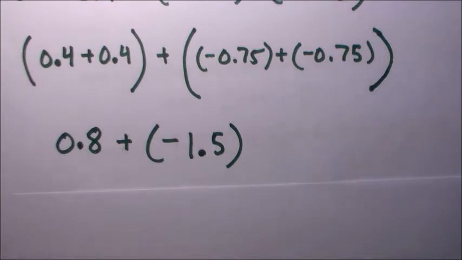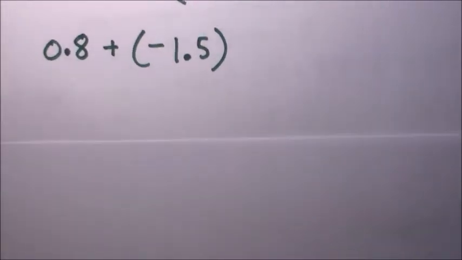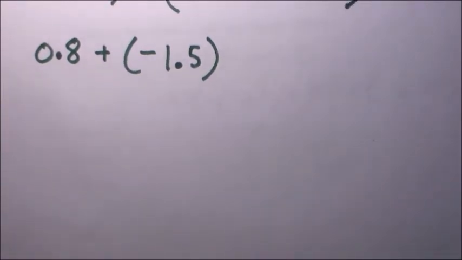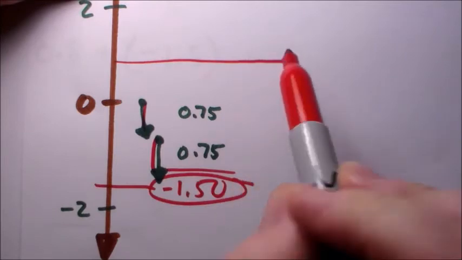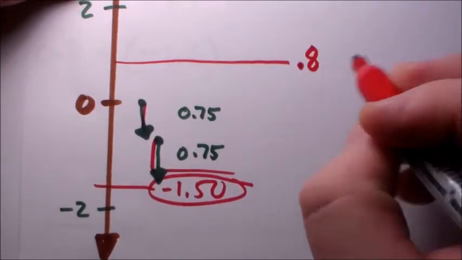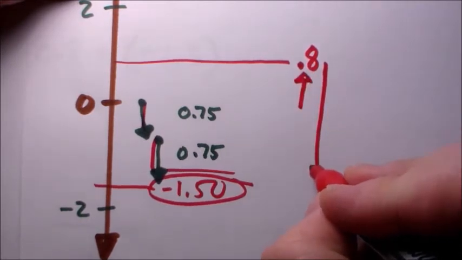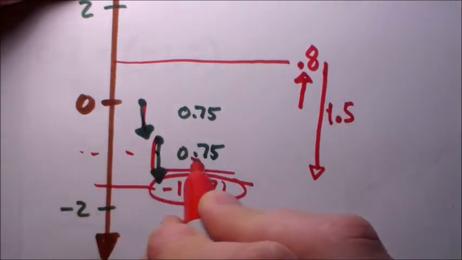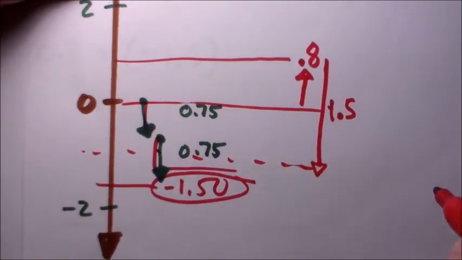Now, what do we do? How do we go forward now? We have positive 0.8 plus negative 1.5. So if we draw it out on the number line, and I guess we'll just use this number line again. We have positive 0.8, so that's there. That's positive 0.8, and we have minus, so up to 0.8, and then minus 1.5. And where do we end up? Where do we end up after we go up 0.8 and then down 1.5?